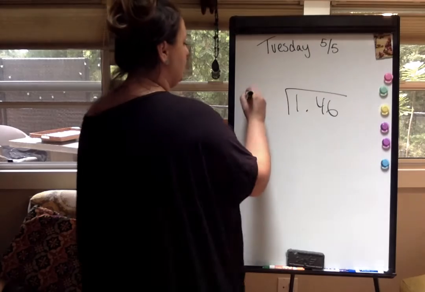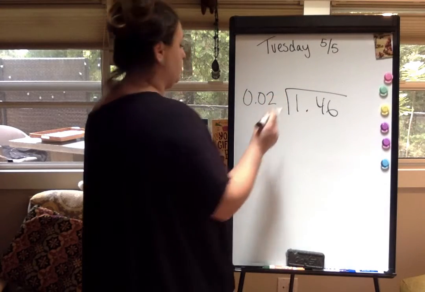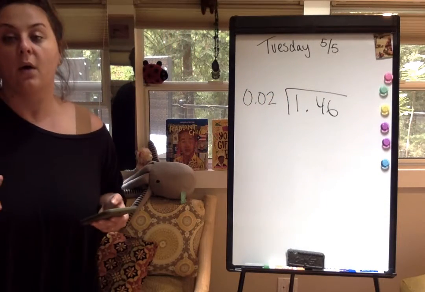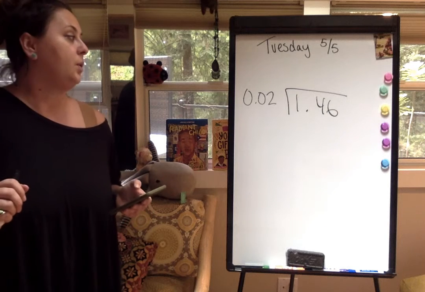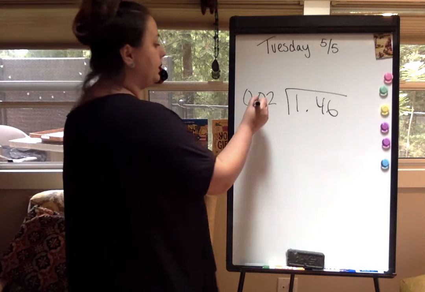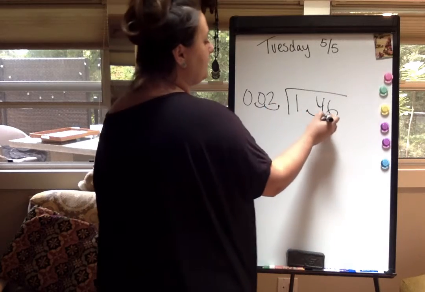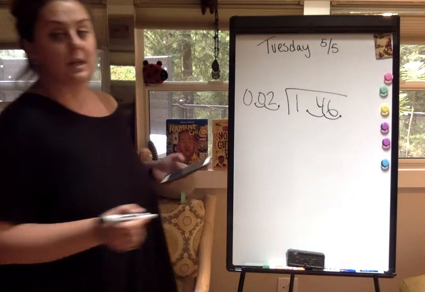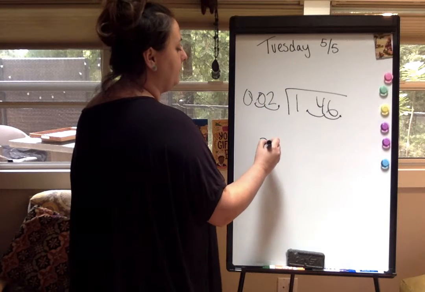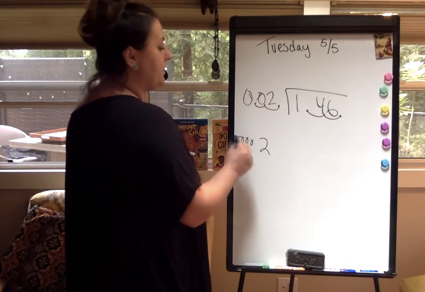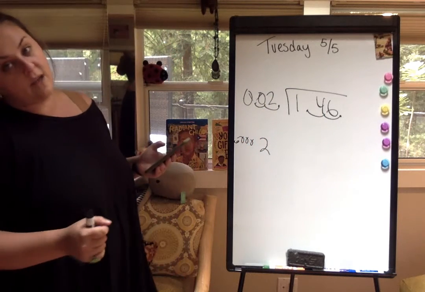Divided by 0.02, right? Yes. Okay, so you cannot have a decimal as your divisor. So you need to make a whole number here. And whatever we do to the outside, we do to the inside, okay? Drop these zeros, you don't need them. Because you could put a billion zeros, it's not going to change the value of that 2.